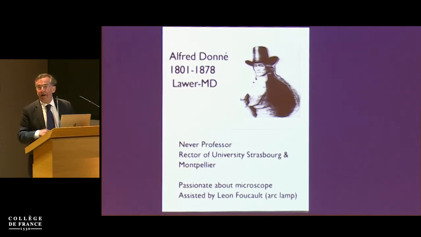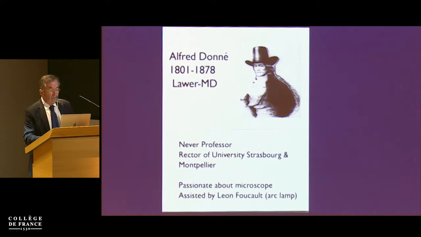At the time, Raspail and other people said that the images in the microscope are due to artifacts, due to color pigments. So he was not accepted as a professor at the university. He was on the other side of the street and gave private lessons on the microscope. He had a large audience coming from Europe. And this person had an assistant called Léon Foucault, you know him by the gyroscope, by the pendulum. For Alfred Donné, he manufactured an arc lamp in order to see in the microscope day and night.